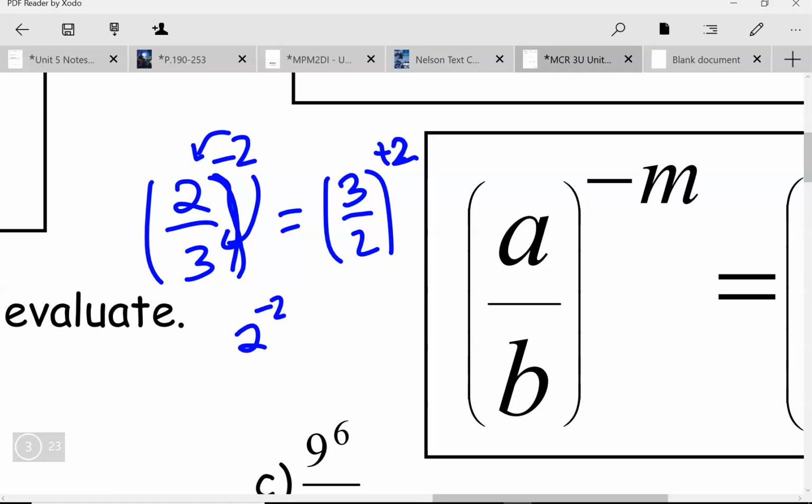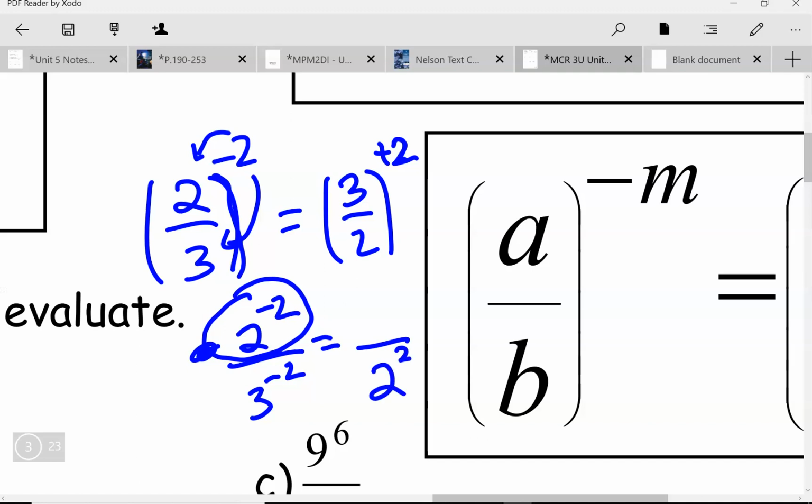So this is 2 to the power of negative 2 divided by 3 to the power of negative 2. And then what we're doing is, we're taking this base here, this part of our fraction. This means the 2 is in the numerator with a negative exponent. So I'm going to put the 2 in the denominator and make the exponent positive. This part over here, the base is in the denominator with a negative exponent. I'm going to move the base to the numerator and make that exponent positive.